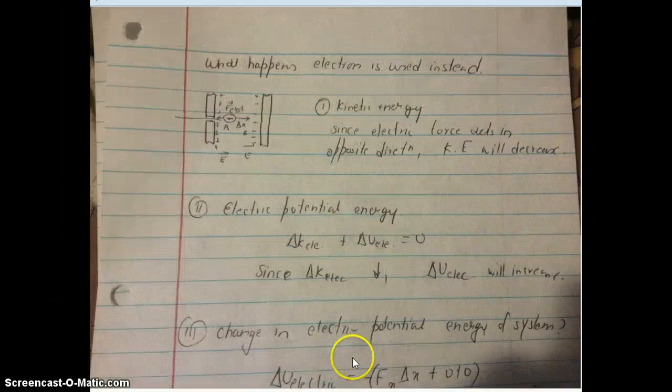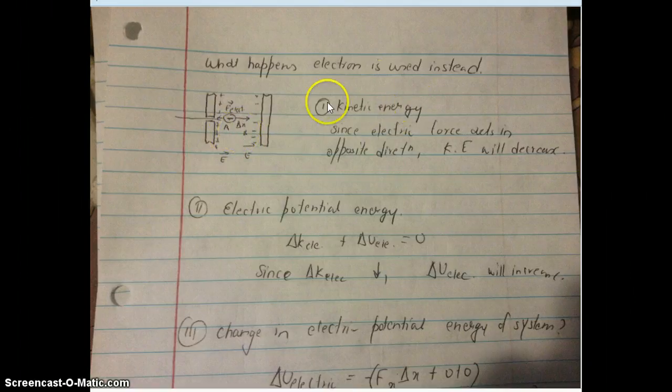So another question I just tagged along with this problem is, what happens when an electron is used instead of a proton? That is, the electron is initially traveling to the right and enters the capacitor through the left plate, and the electron moves from location A to location B.